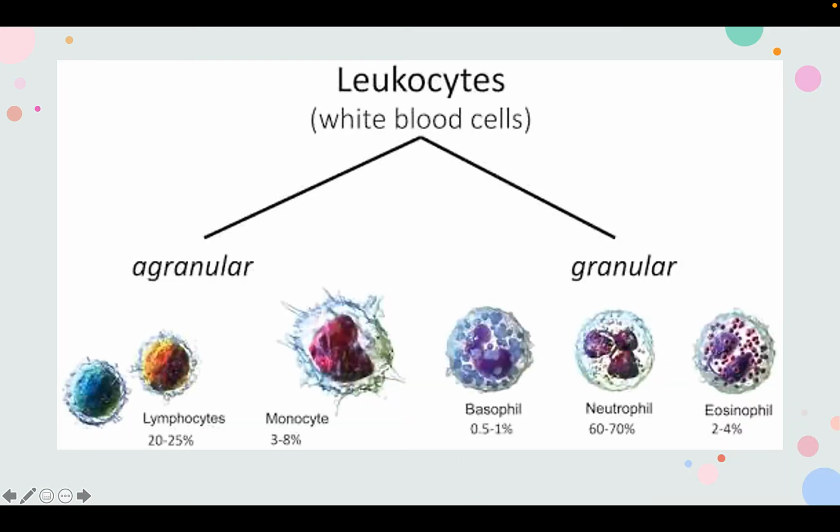So here are your different leukocytes. You have your agranular, your lymphocytes and monocytes, and then your granular, basophil, neutrophil, and eosinophil. If it helps, you can use the mnemonic, never let monkeys eat bananas. All based on the first letter of all the different words. So if you can just remember, never let monkeys eat bananas, you got the first letter of everything that you need. You just need to fill out the rest.